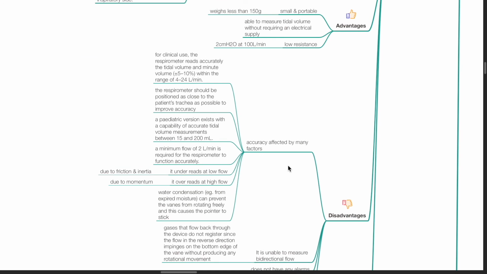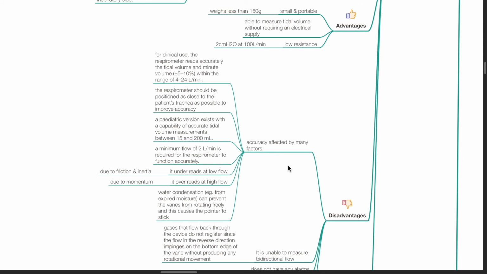Disadvantages: its accuracy is affected by many factors. For clinical use, the respirometer reads accurately the tidal volume and minute volume within ±5 to 10% within the range of 4 to 24 liters per minute gas flow. The respirometer should be positioned as close to the patient's trachea as possible to improve accuracy. A pediatric version exists with a capability of accurate tidal volume measurements between 15 and 200 mL. A minimum flow of 2 liters per minute is required for the respirometer to function accurately. It underreads at low flow due to friction and inertia, and overreads at high flow due to momentum.